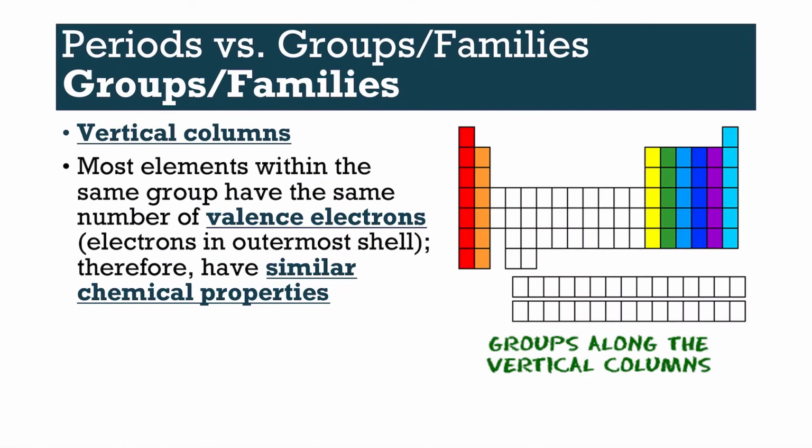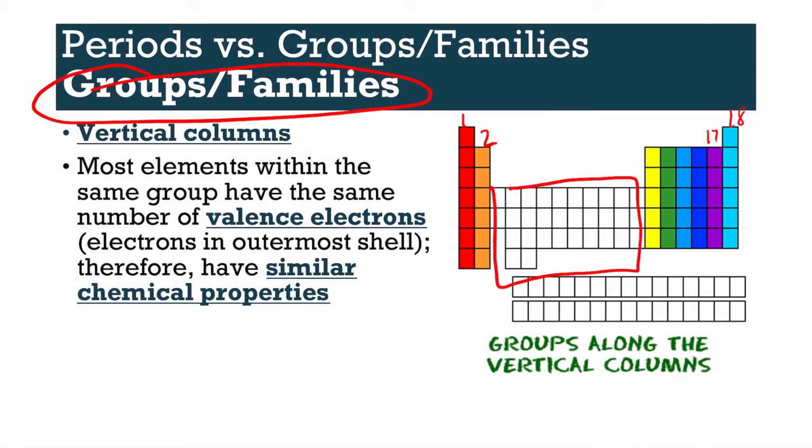So the next are these vertical columns, and we call those groups or families. Most of the time, you'll probably see them as groups. So this would be group 1, group 2, all the way through group 18, 17, and so on. So most of these elements, and again, minus this middle section because it gets a little funky in there, have the same number of valence electrons.